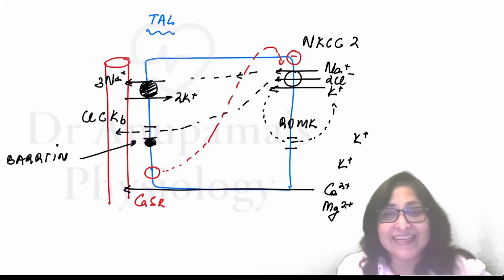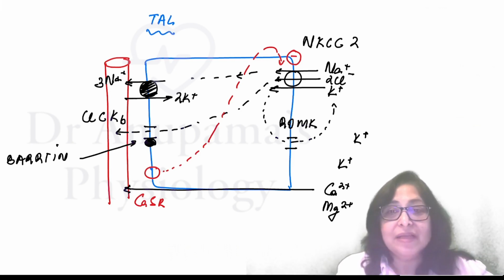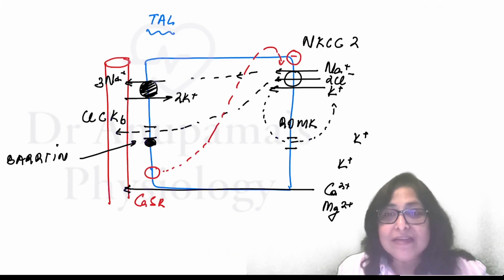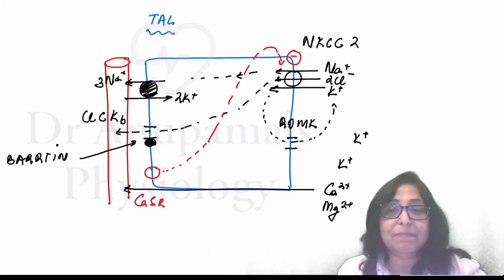It repels these cations and causes their paracellular movement between the cells. So that is why this leak of potassium back into the lumen, back into the tubular fluid, is important for the reabsorption of calcium and magnesium.